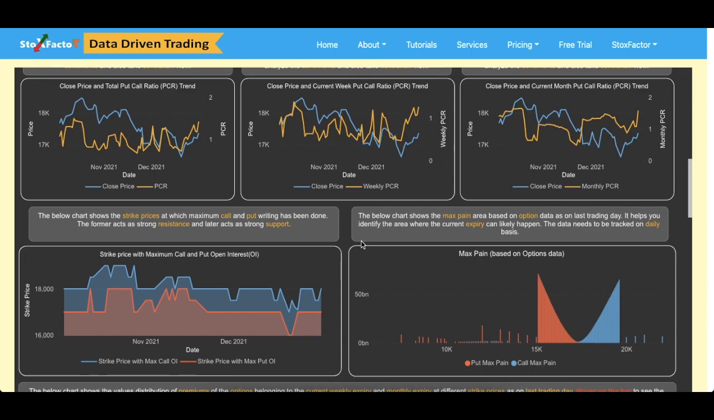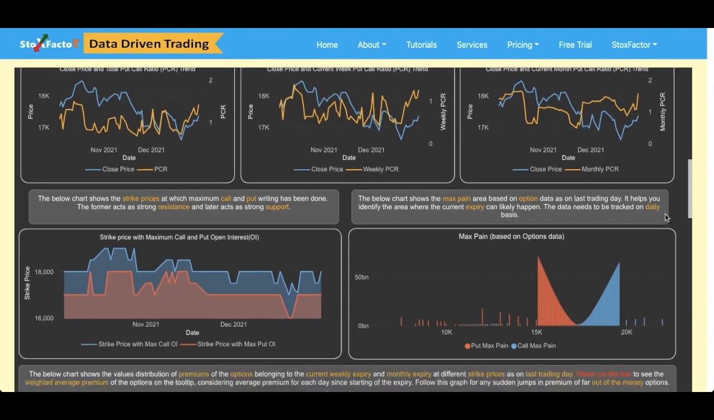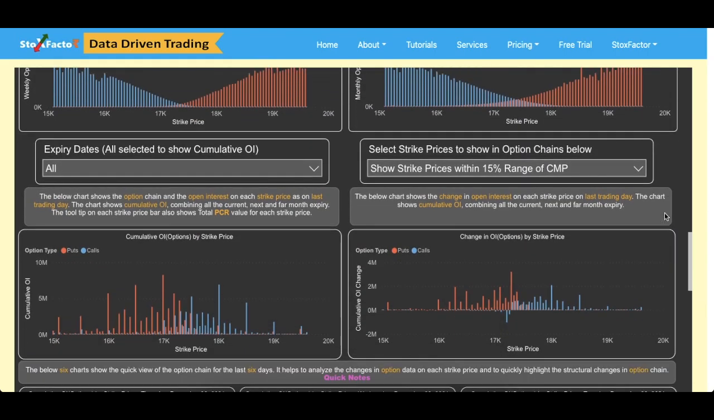Now let's quickly look at the important levels. As we saw, 18,000 and 17,000 are resistance and support. We are talking about major resistance and major support. So this graph gives you the major support and major resistance. Right. Now we'll start with the option chain.